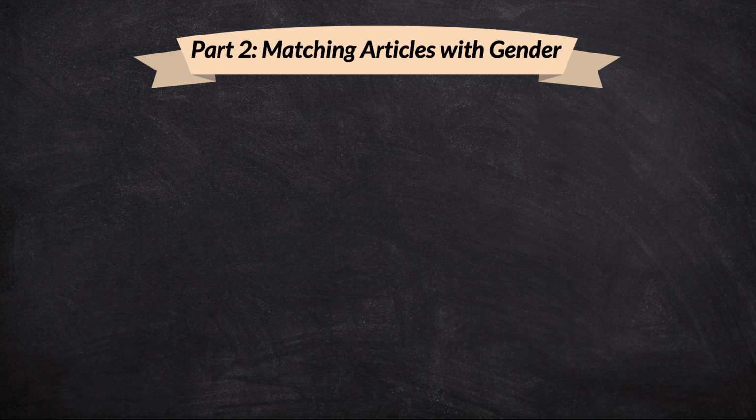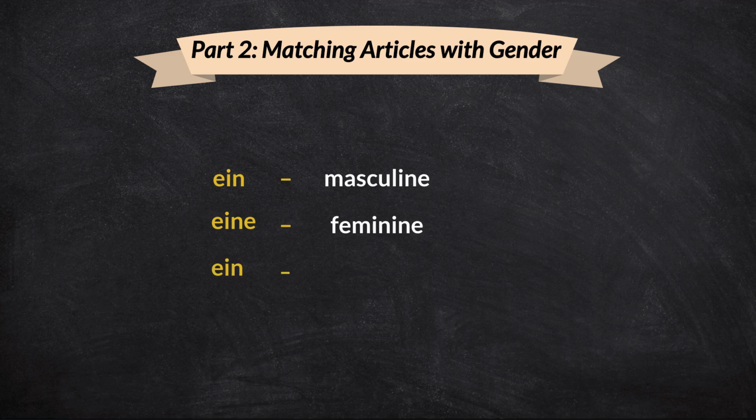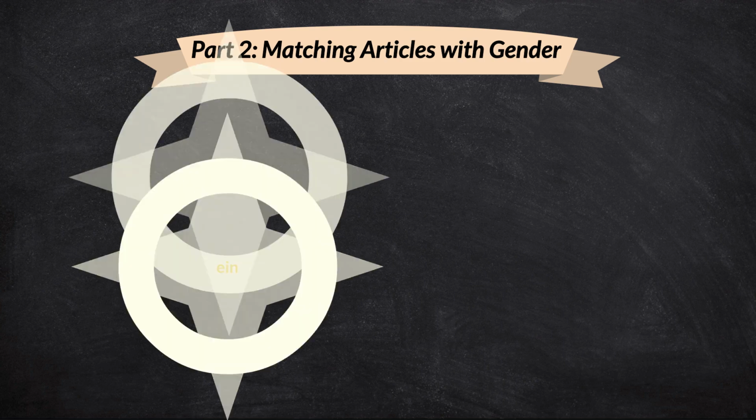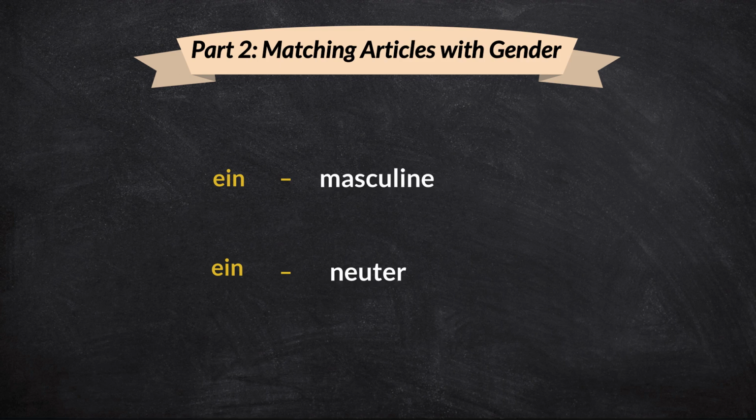So let's review. We say ein for masculine words. We say eine for feminine words. And we also say ein for neuter words. That means ein is used with two genders and eine is only used with feminine nouns.